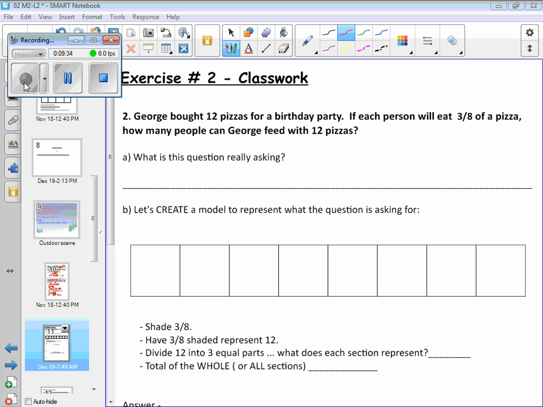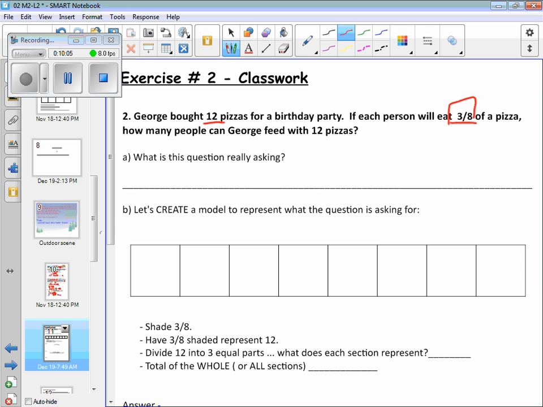Okay, ready? 12 is an important VIP, and so is 3/8. What's the question really asking? How many people can George feed with 12 pizzas, assuming that each person is only going to eat 3/8.